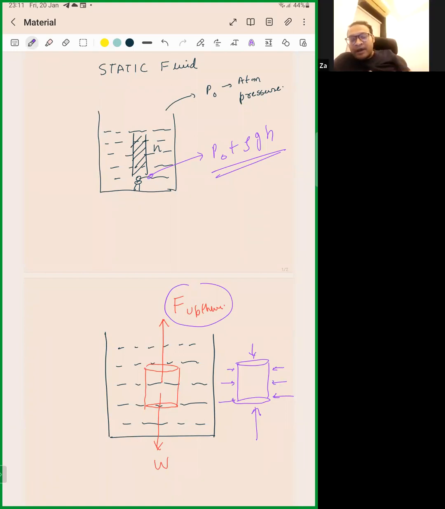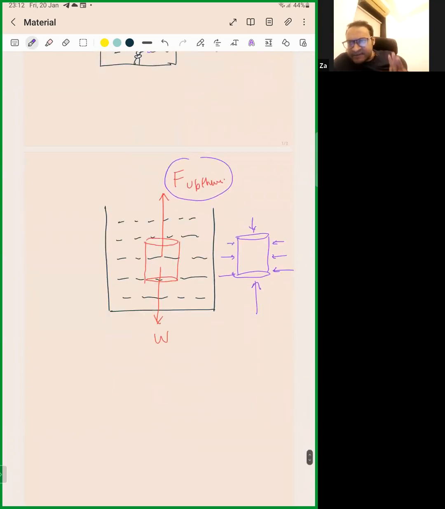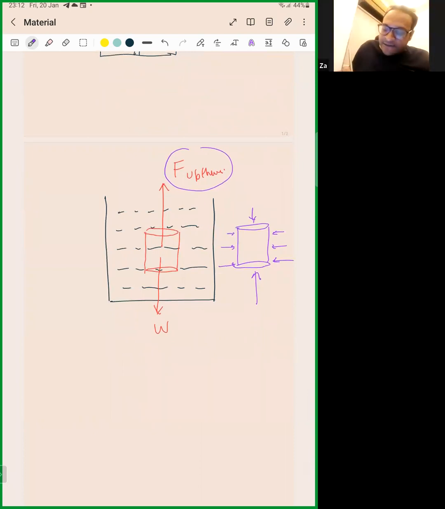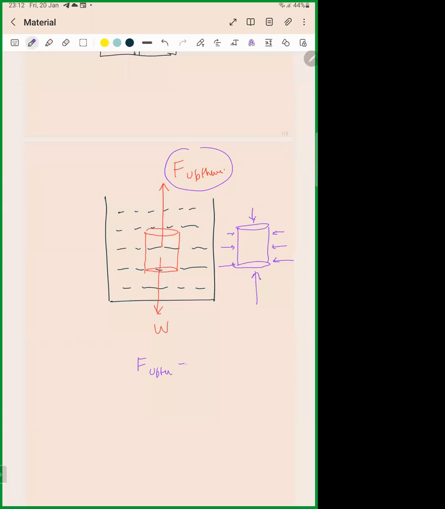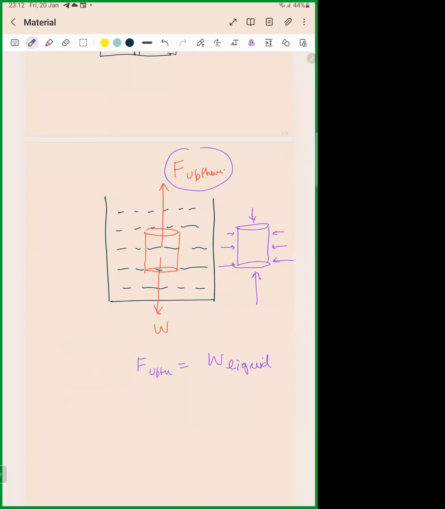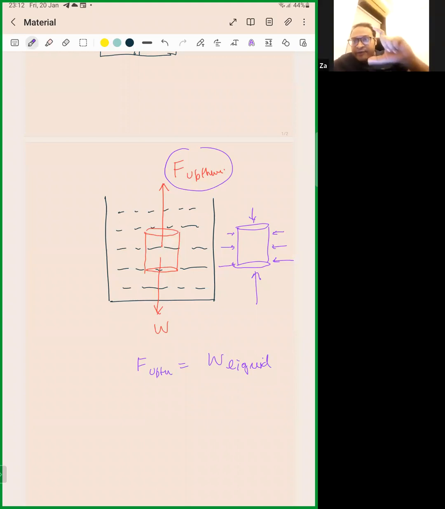Now what happens? I replace this cylinder with a piece of wood of the same size. It's a very interesting story now. I know that this upthrust is equal to W of the liquid, the weight of the liquid. Now I brought a wooden log, and that wooden log is weighing less than the liquid. The liquid is heavier comparatively, let's say. The same volume of the wooden log has lesser weight than the liquid weight.